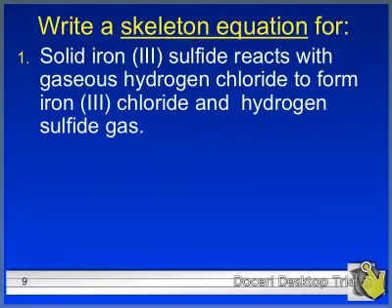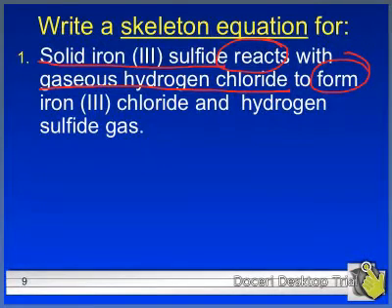So honestly, as I read this, I'm going to underline and I'm going to circle. I'm going to underline my compounds and I'm going to circle my signal words. So solid iron 3 sulfide reacts with gaseous hydrogen chloride to form iron 3 chloride and hydrogen sulfide gas. That is a paragraph. We've never done this before.